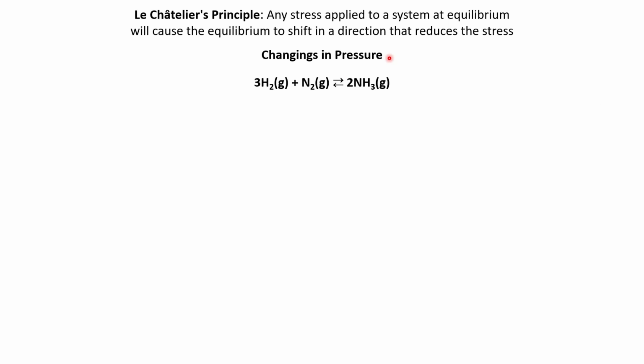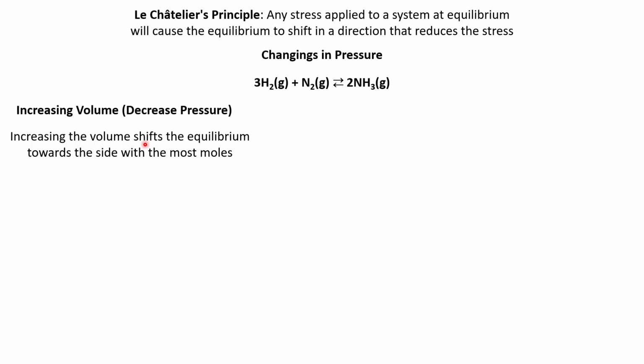We can change the pressure of the system. So here we went with a specific reaction, of course, the formation of ammonia. Let's take a look at changing pressure. So one way we can change pressure is we can increase the volume. Of course, this decreases pressure. So we're going to take a reaction vessel and we're going to make it much larger. So an increase in volume is going to shift the equilibrium towards the side with the most moles.